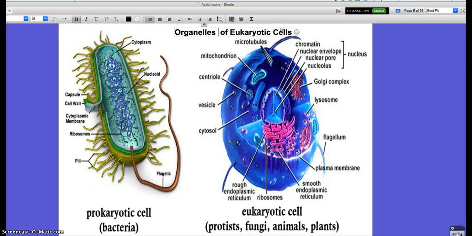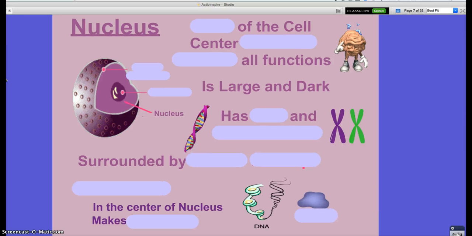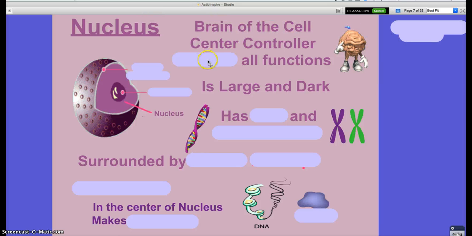Organelles are parts of cells. And we're going to start with the nucleus. The nucleus of a cell is like what? The brain of the cell. It is the center controller of all cell functions, not of you, of your cells. Your brain controls your functions. The nucleus of the cell controls cell functions. And notice how I put the word center controller because that helps you understand where it's located. It's usually located around the center of the cell, right?